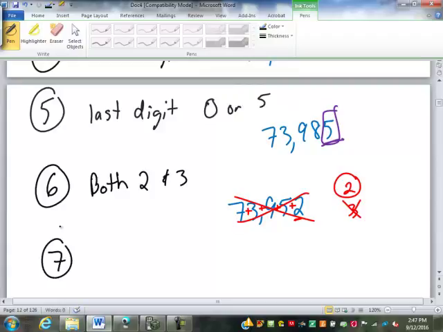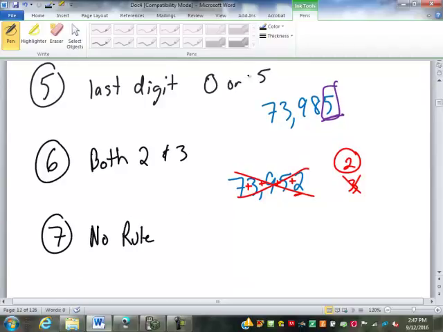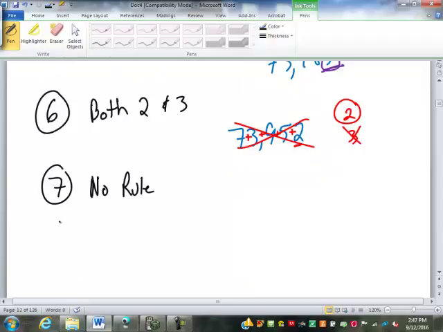Seven. Anybody know how to tell if something's divisible by 7? I ask that every year, hoping somebody will give me an answer, and I don't get one. There is no rule to quickly tell if something's divisible by 7. If you can come up with one that'll work every time, let me know. I'll give you an A in the class. I'll publish it and retire. I'll mention you in the byline somewhere, don't worry.